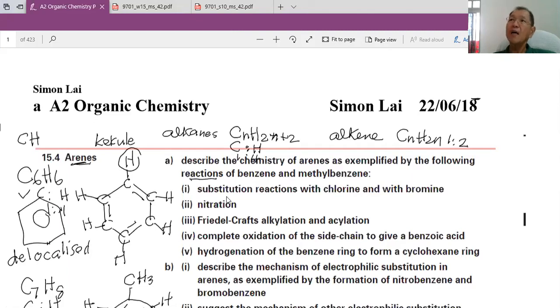Now we go to where they ask you for reactions. The key word is reactions. So the first one we talked about is the structure. Now, what kind of reactions are there? You've got 1, 2, 3, 4, 5 types of reaction. Never mind, just let me explain to you first. The key word is, they will ask you for the mechanism.